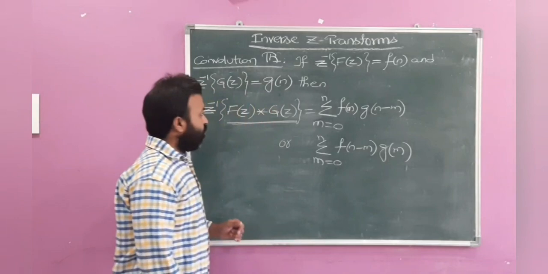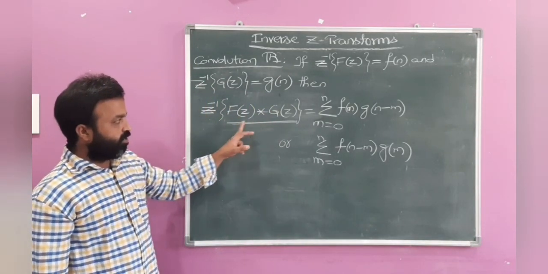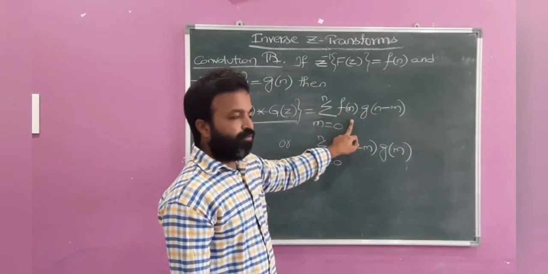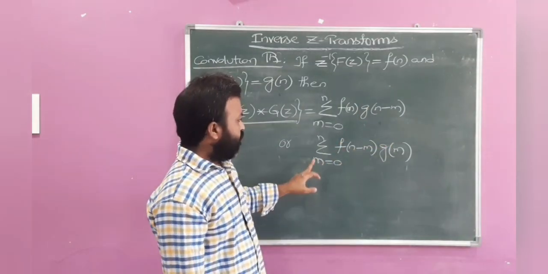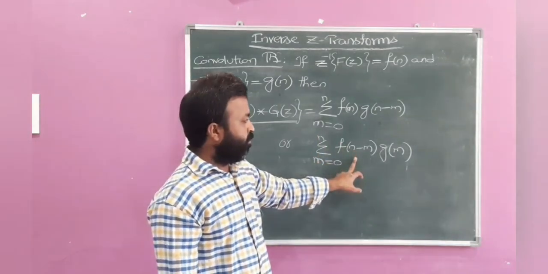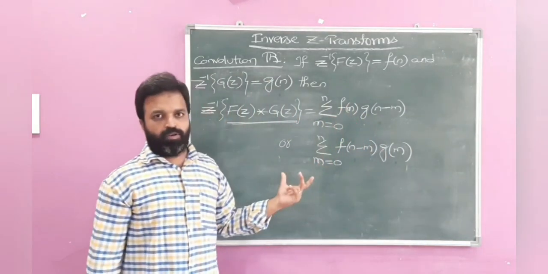So the convolution of F of z and G of z, Z inverse of F of z and G of z, is sigma m equal to 0 to n f of m into g of n minus m, or sigma m equal to 0 to n f of n minus m into g of m. So this is the statement of the convolution theorem.